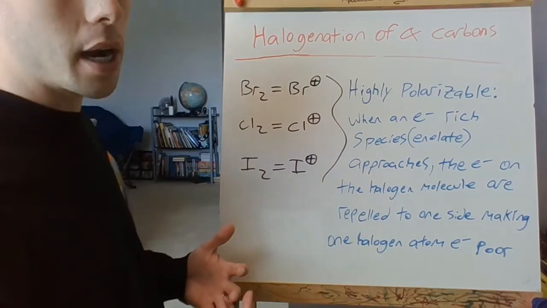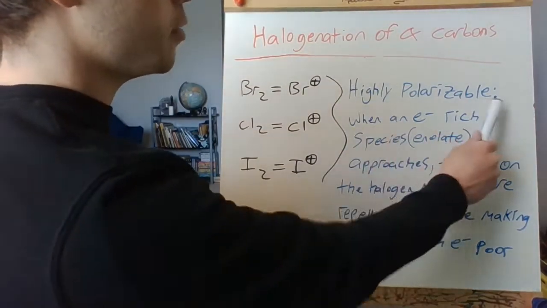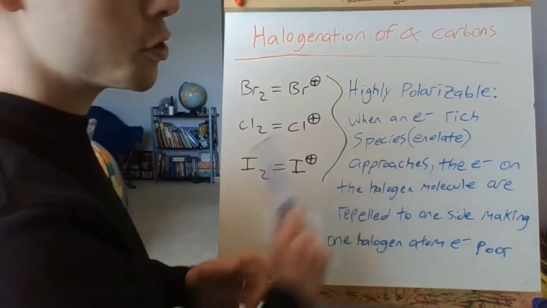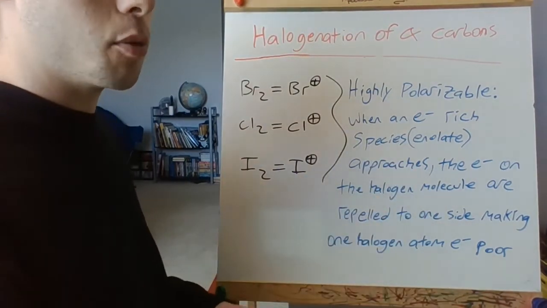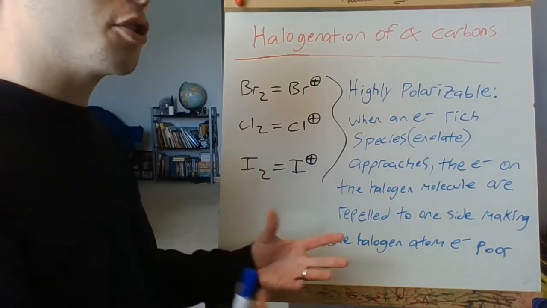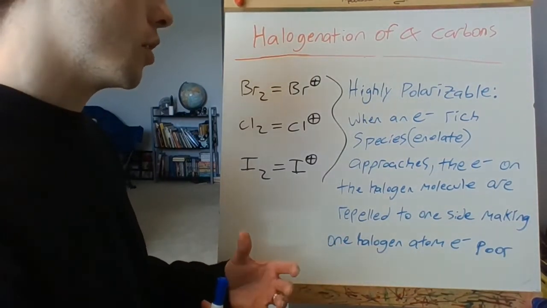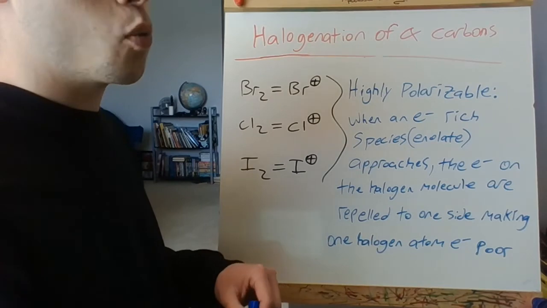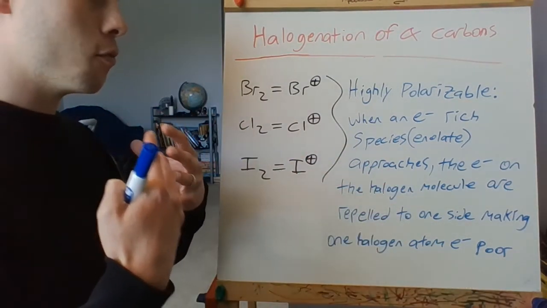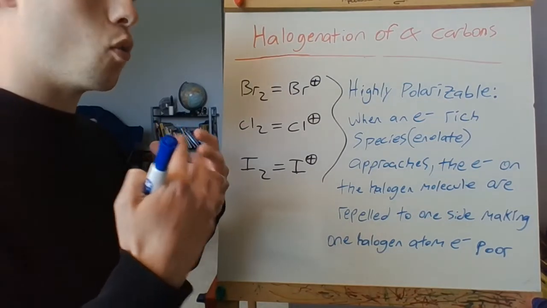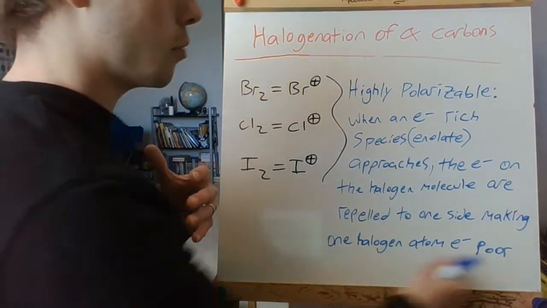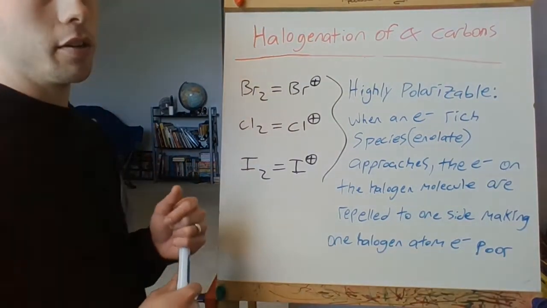You might remember from very early on in the semester I mentioned this, and that's because bromine, chlorine, and iodine, so halogens, are highly polarizable. What does that mean? When an electron-rich species, like an enolate, remember enolates are nucleophiles, so they're electron-rich, approaches the halogen molecule, the electrons on one of the halogens are repelled towards the other halogen, therefore making the one that is being approached by the nucleophile electron poor, and therefore an electrophile.